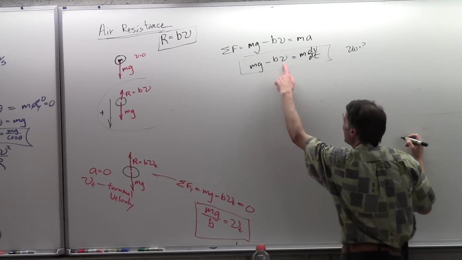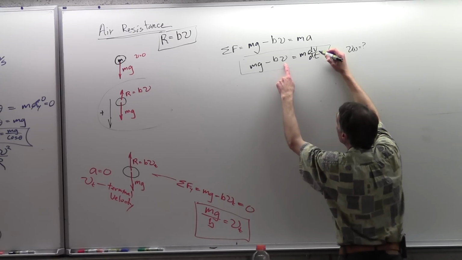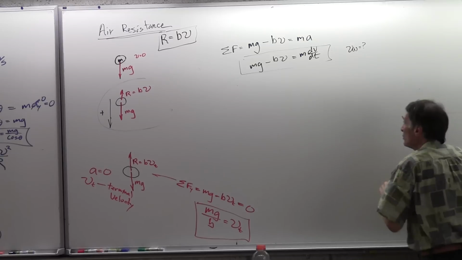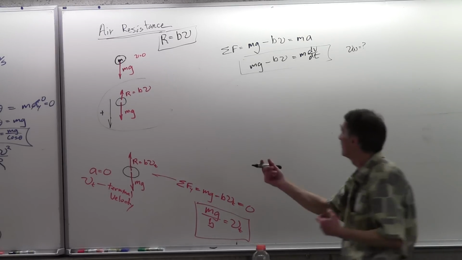But I've got this nastiness here. I got v there, but I've got a dv dt here. So what we're going to do is, like you would an algebra problem, separation of variables. I want to get v is equal to something.